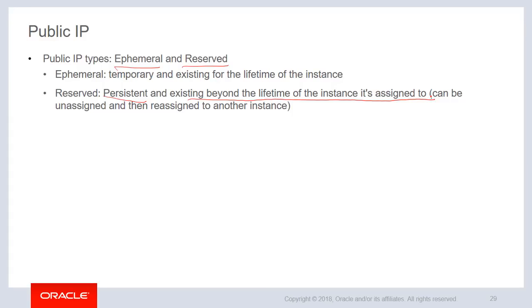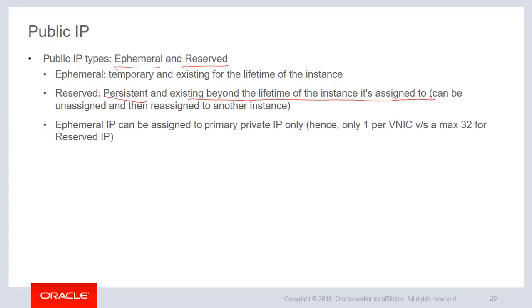So this can be useful in cases where, if your web server dies, you can move the public IP to another web server and your application is still up and running. You don't have to change anything. Ephemeral IP can only be assigned to a primary private IP. So you can only have one per VNIC versus a maximum of 32 for reserved IP, because remember, we can have 31 secondary IPs and one primary private IP, and each of them can have a reserved public IP.